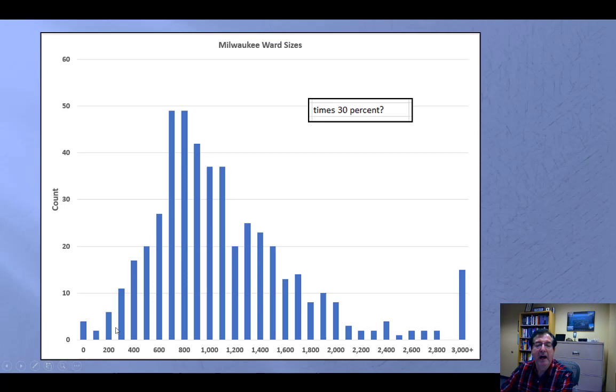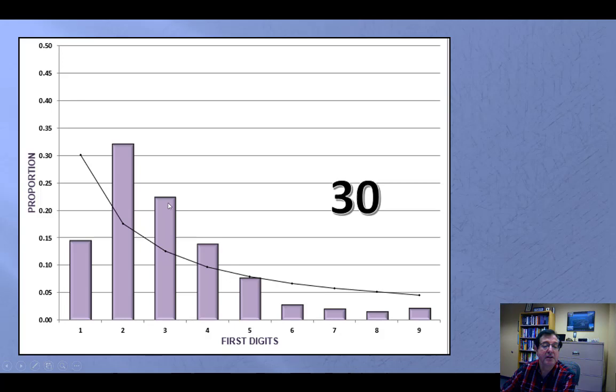What about 30%? Well, all of these numbers from 1,000 to, I think, about 1,700 would have a first digit 3. Over here, I would have sort of lots of first digit 2s. Let's see what we get. Aha, lots of 2s, lots of 3s. The graph has changed. This is the 30% graph.